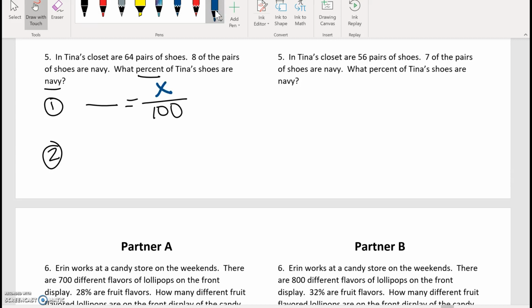Okay. And then in her closet are 64 pairs of shoes, 8 are navy. So I'm looking for the percent that are navy, right? So this whole top, the part is going to be navy. All right, how many shoes are navy? It says 8 are navy. How many shoes are in the closet? Well, there's 64. So 64 is going to go here on the bottom. Okay, and it's just asking for a percent. So we don't have a step 2. So again, you're going to go ahead and press pause, and you're going to work through this problem.